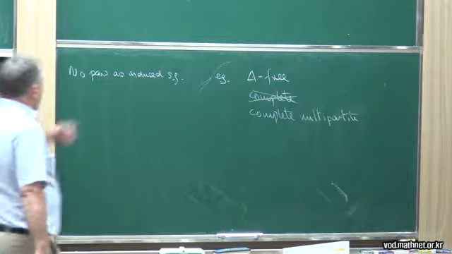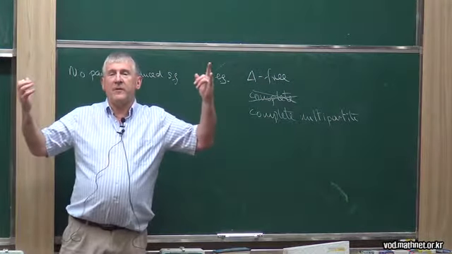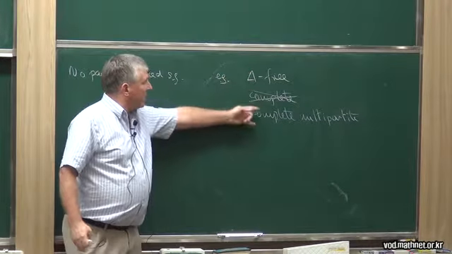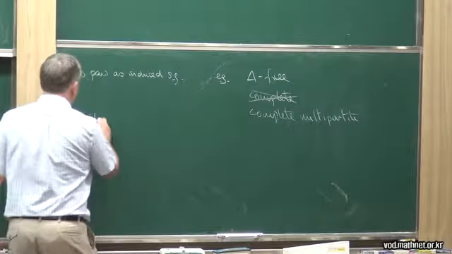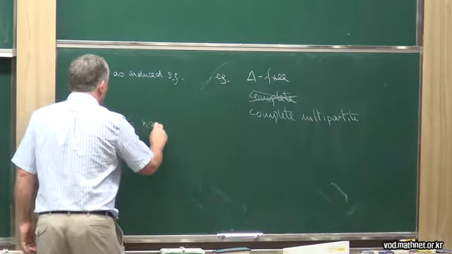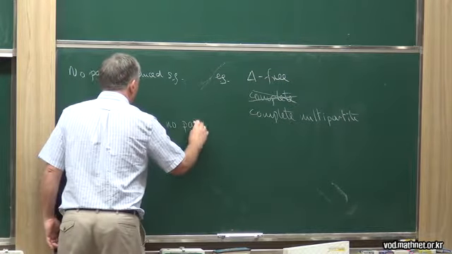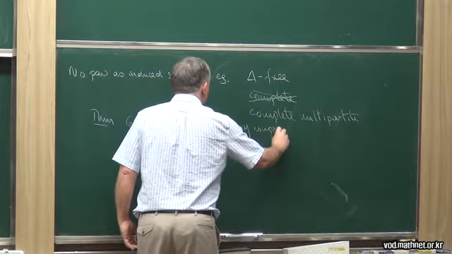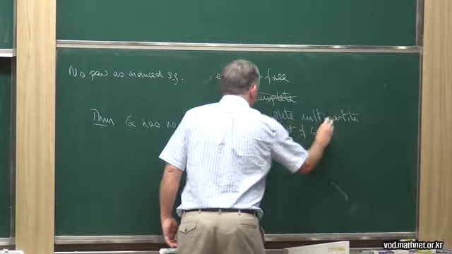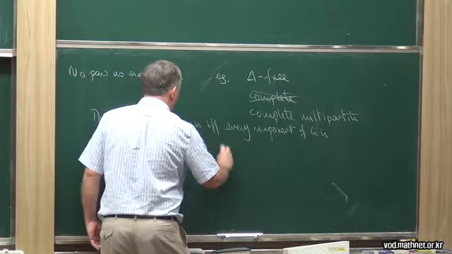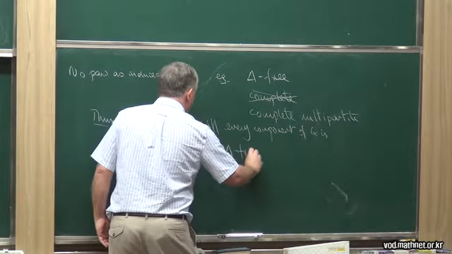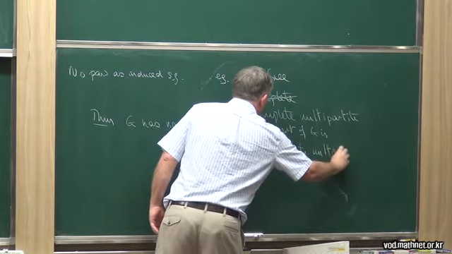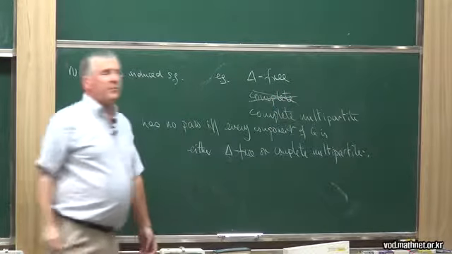Well, not quite. Here's the theorem: a graph doesn't contain a paw if and only if each component is either triangle free or complete multipartite. And let's see a proof.